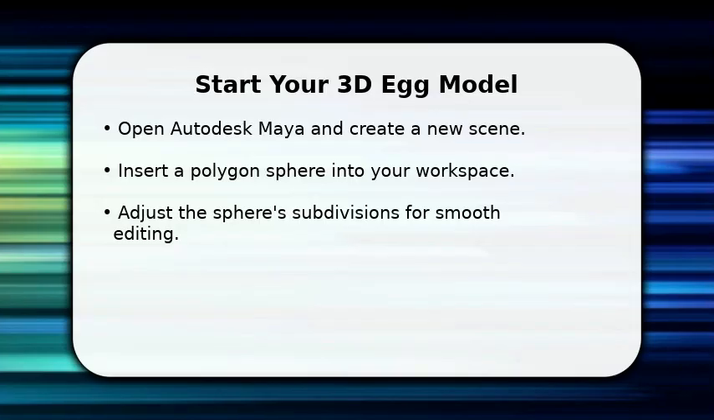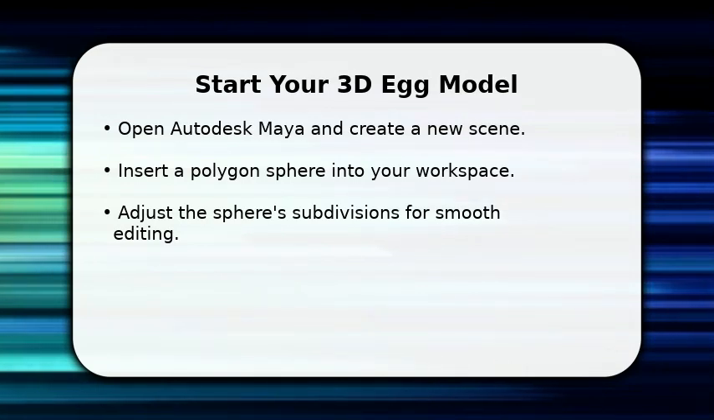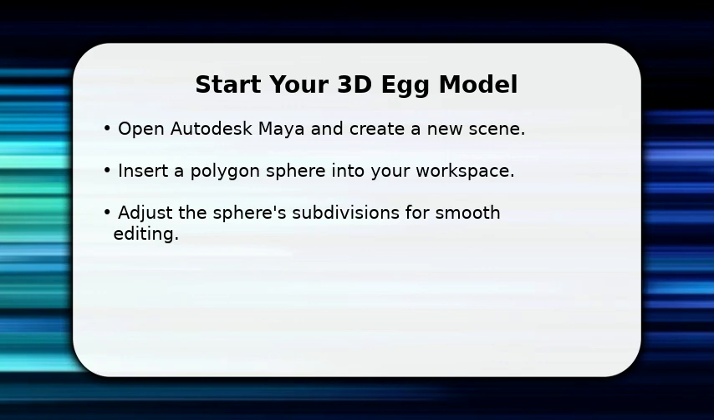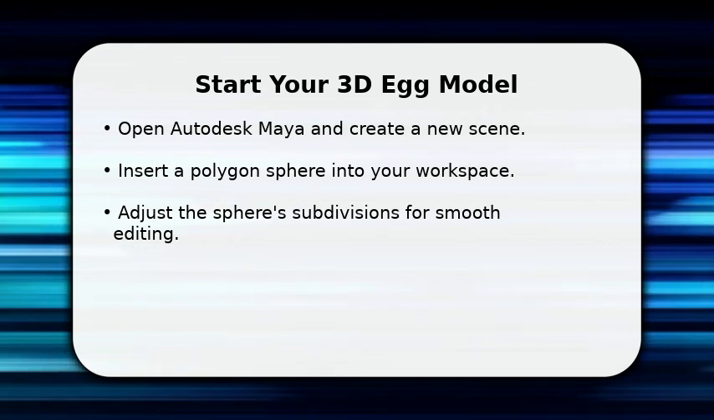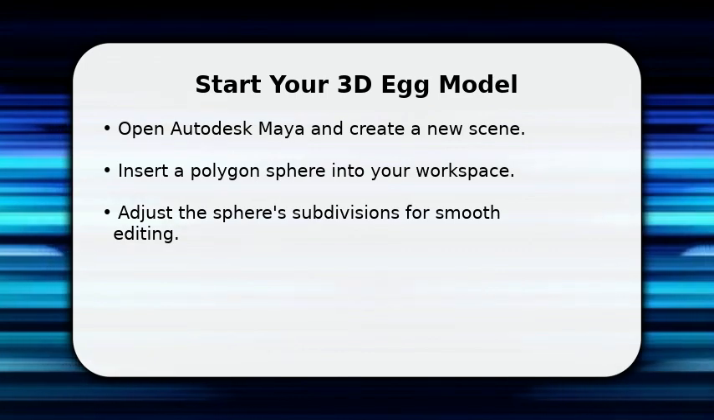Enjoy the video. In this video, I will explain how to create a 3D Easter egg in Maya. We'll start by opening Autodesk Maya and setting up a fresh scene. Then, you'll add a basic polygon sphere to your workspace. It's important to adjust its subdivision levels early on, ensuring a smooth surface for easier shaping later. This initial step lays the foundation for your unique 3D egg design.